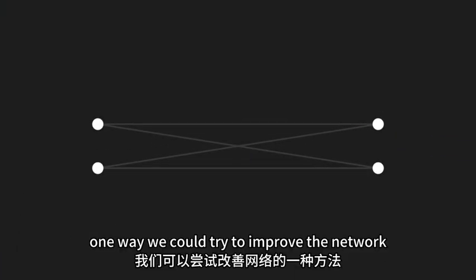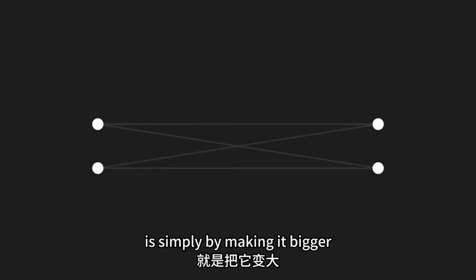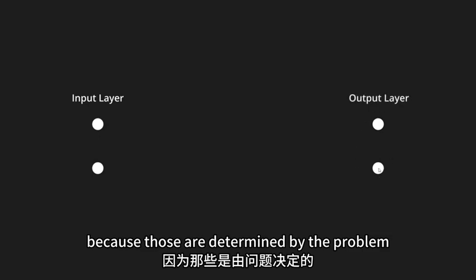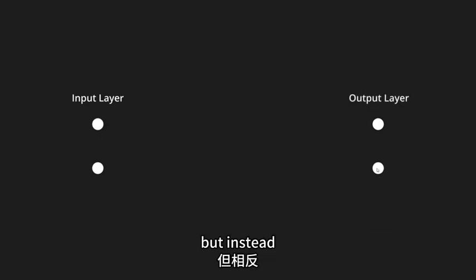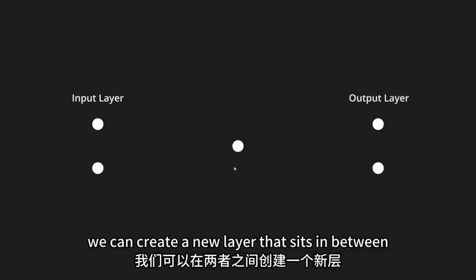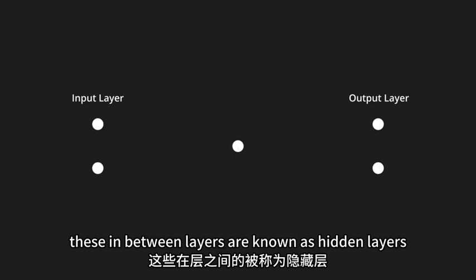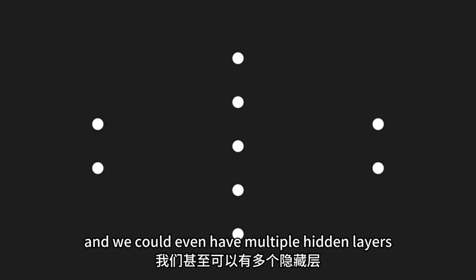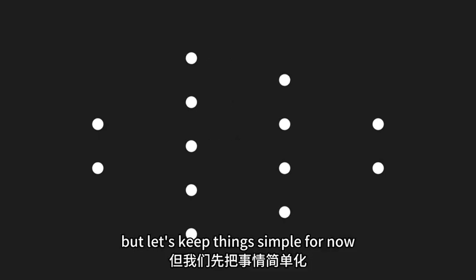One way we could try to improve the network is simply by making it bigger. It doesn't make sense to change the number of inputs or outputs because those are determined by the problem we're trying to solve, but instead we can create a new layer that sits in between. These in-between layers are known as hidden layers for whatever reason, and they can have as many nodes as we like, and we could even have multiple hidden layers, but let's keep things simple for now.